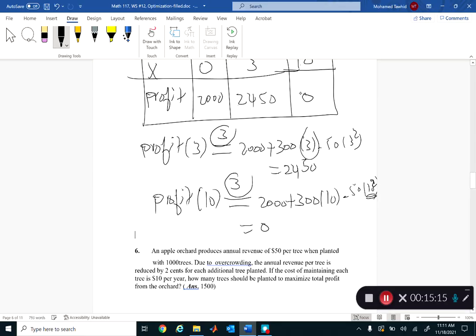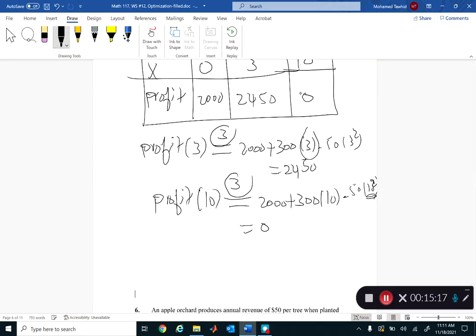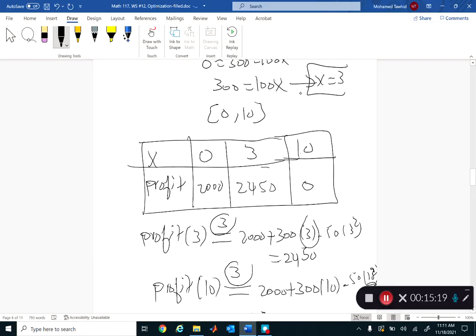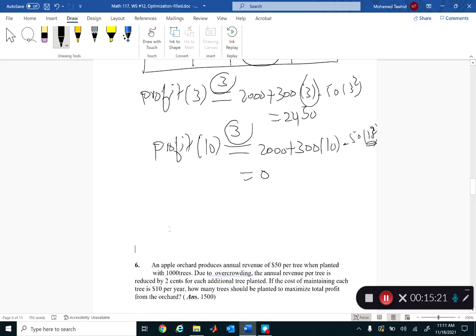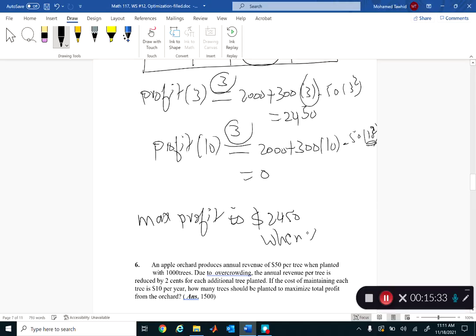You get 0. So from the table here, guys, what is the maximum value you have? That is the maximum value. So that is our maximum profit. So the maximum profit here is 2,450 when x equals 3. What is 3 here? That's the number of vacant rooms. Does that make sense here? All right, so I hope it will be clear, guys.